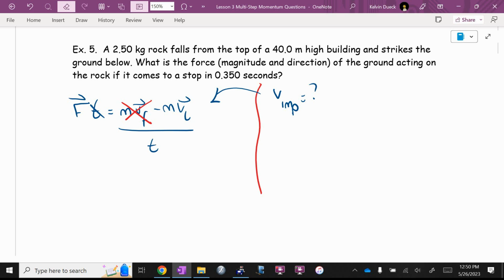Falls from the top of a building. What do you think VI is? I think this is kind of saying it got dropped. Yes? Oh, what's A if we're in free fall? Negative 9.8. Most of you memorized that. What's D? Don't say 40. Why would saying D is 40 be wrong? We have to realize it's a displacement, negative 40.